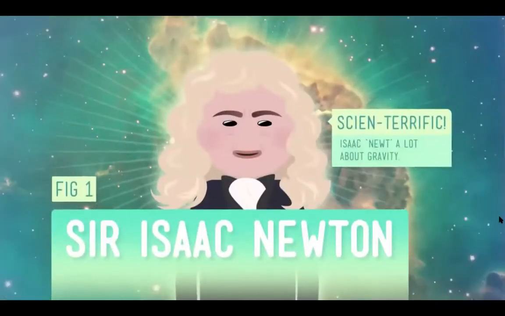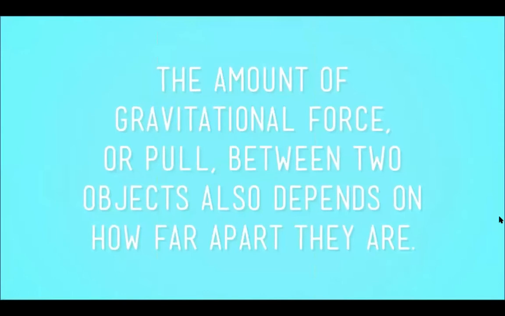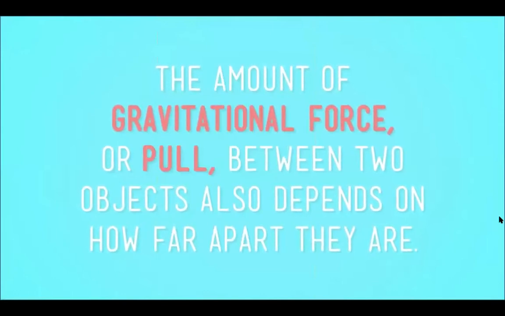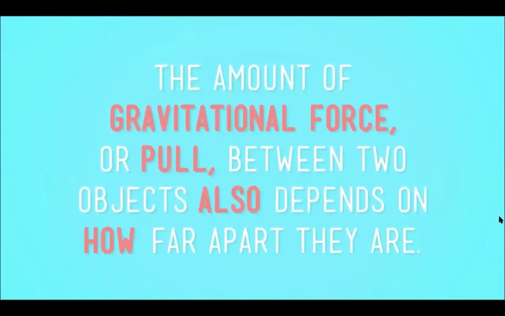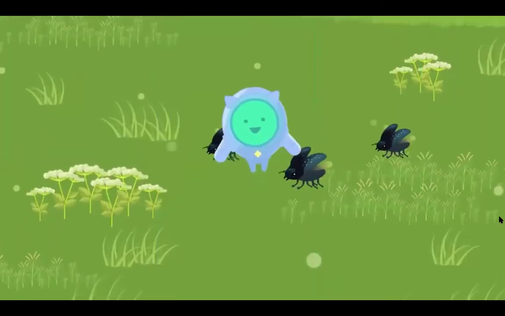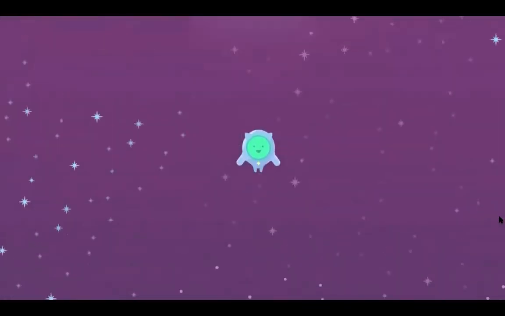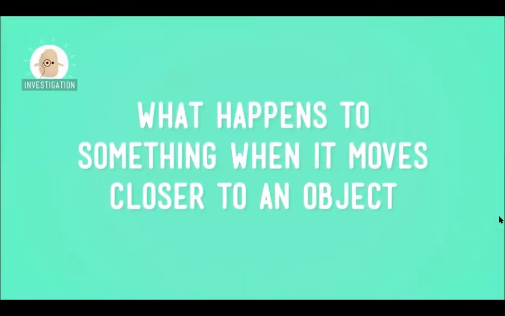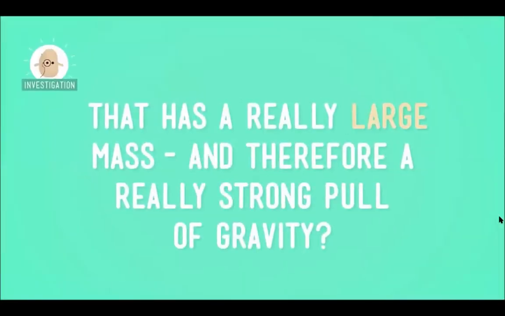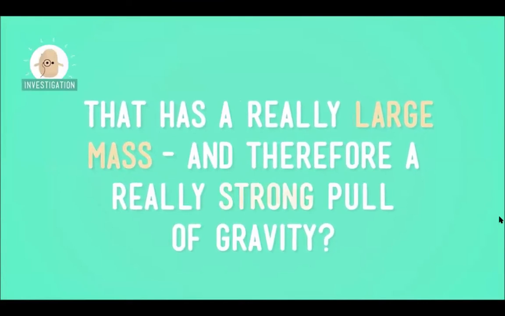But there's something more. Remember Isaac Newton, the apple tree guy? He determined that the amount of gravitational force, or pull, between two objects also depends on how far apart they are. So the farther away something is from the Earth, the less it will feel the pull of Earth's gravity. And the closer it gets to the moon, the more it will feel the moon's gravity pulling on it. Let's do a little pretending to see what happens to something when it moves closer to an object that has a really large mass, and therefore a really strong pull of gravity.